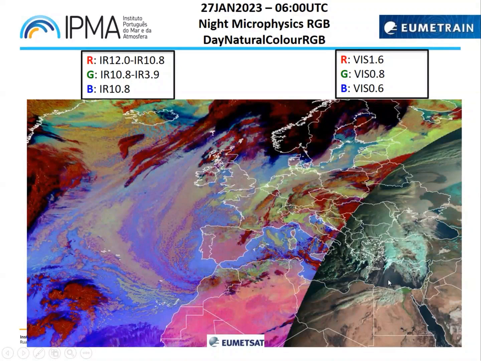And the natural color RGB is better to detect low dust clouds over sea due to higher reflectivity of dust particles compared to the sea. So we have higher contrast here. So it's better to use the day natural color RGB over sea than over land. Over land we don't have contrast, and of course it's even better at low sun angles, so before sunset and after sunrise, due to the effect of forward scattering.